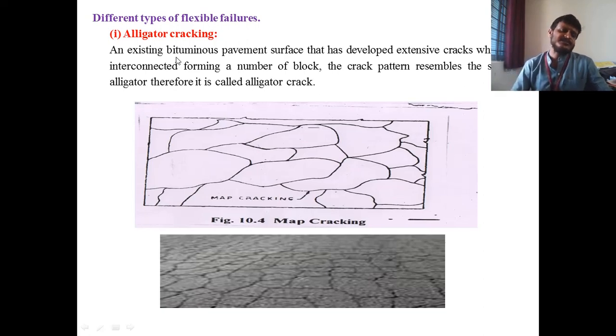The second one is repeated application of heavy wheel loads. Usually it is a common trend among drivers that we tend to move on a similar wheel path. Due to that, the load is being applied in the same line.